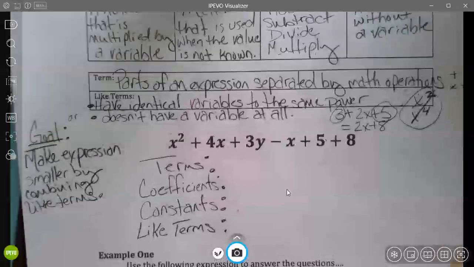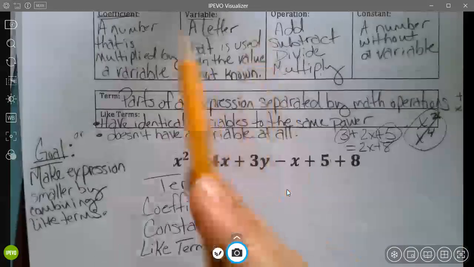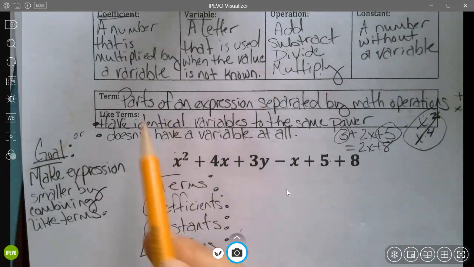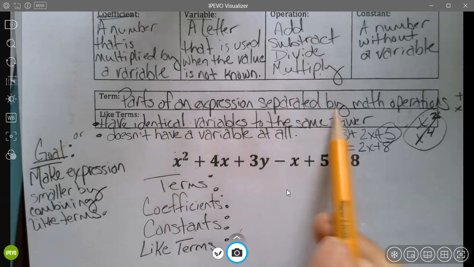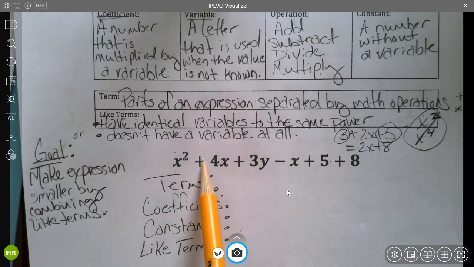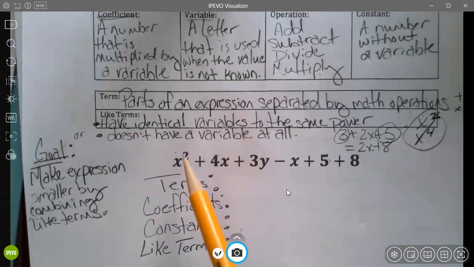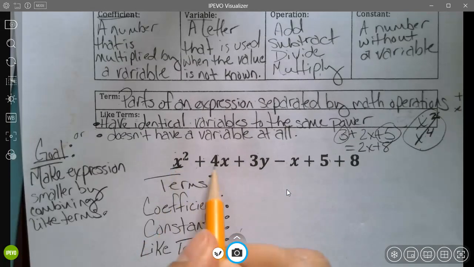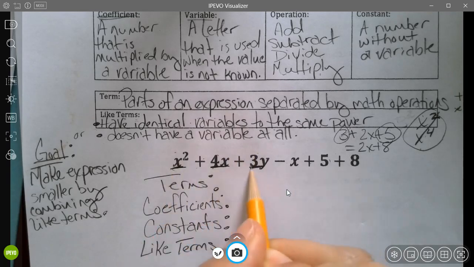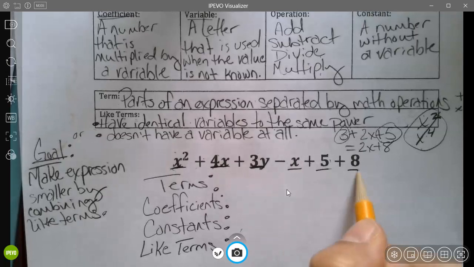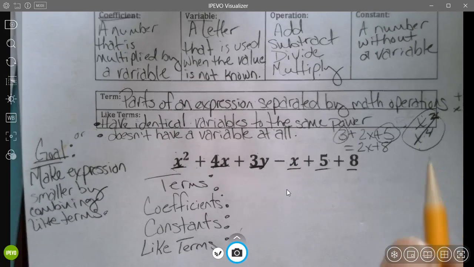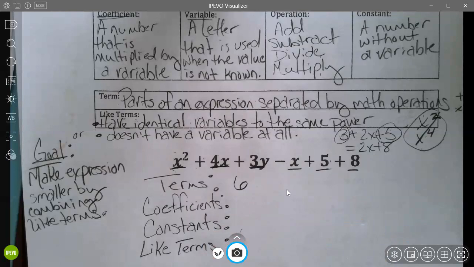So let's do some examples of our definitions. First of all, terms. Terms are parts of an expression separated by math operations. I say a math operation, a math operation, a math operation, right? So every single number or number and variable is considered a term. So I have 1, 2, 3, 4, 5, 6. I have 6 terms. So I'm going to put a 6.